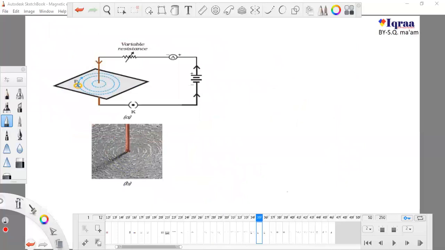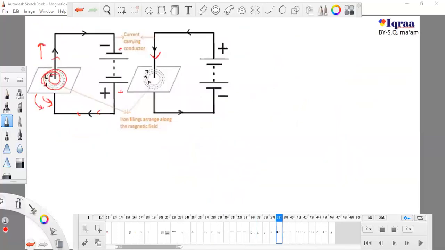Now I'm telling you the second thing. Here the direction of magnetic field line is here. Sorry, it is the direction of electric current. It is the direction of current, and here you can see the direction of the magnet. Definitely magnetic field lines will be created, but it is the direction here. Here the direction is like this, and here the direction is like this. Here the direction is like this, and here the direction is like this.